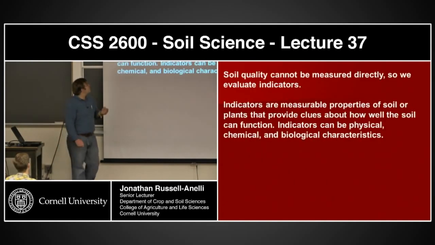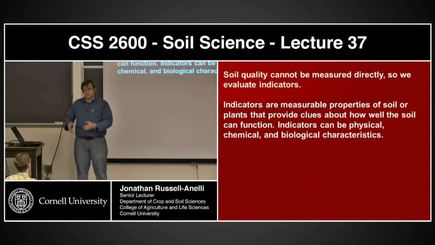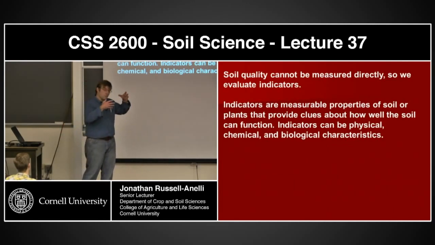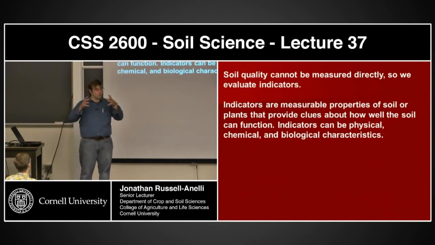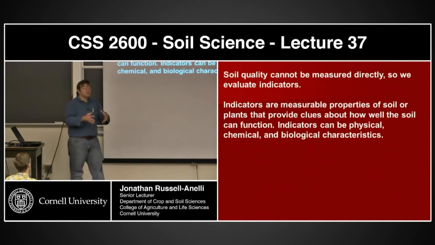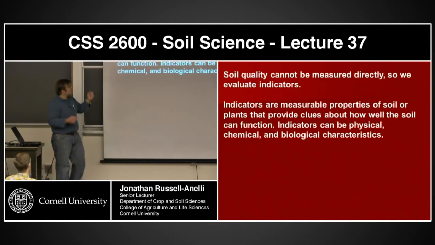It turns out that most soil quality can't really be measured directly. You can't say, well, this is a good soil and this is a bad soil. You can say this is a good soil for rice, this is a good soil for building, this is a good soil for drainage. Okay? But you're not actually measuring a soil, you're measuring characteristics of that soil. So we're looking basically at indicators, certain indicators that give us an idea about how a soil is going to perform. Indicators are measurable properties of soil or plants that provide clues about how well that soil can function.